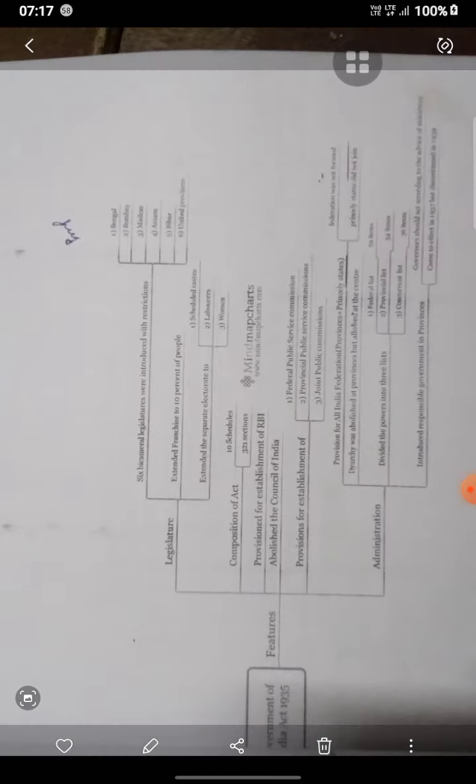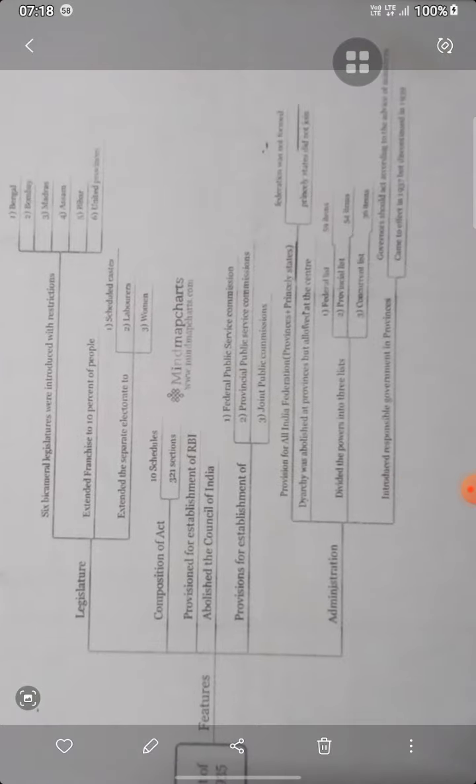Next are the features of the Act of 1935. Bicameral legislatures were introduced in 6 provinces: Bengal, Bombay, Madras, Assam, Bihar, and United Provinces. The separate electorate was extended to scheduled castes, labourers, and women. The Act had 10 schedules and 321 sections. It provided for the establishment of the RBI and abolished the Council of India.